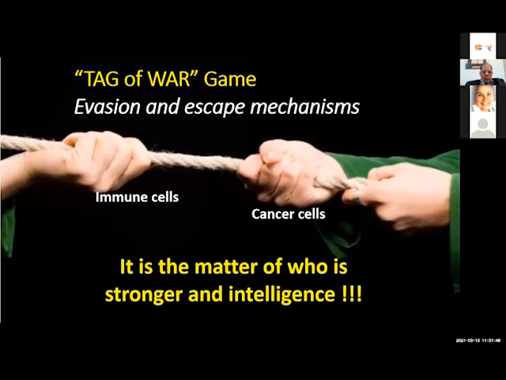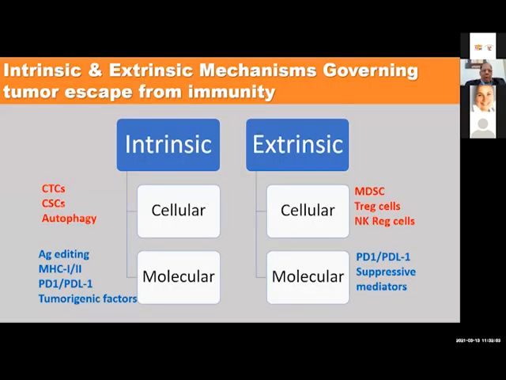Before I start, actually, the interaction between immune cells and cancer cells is like a tug of war game. It's an evasion and escape mechanism, and it is a matter of who is going to be stronger and more intelligent. This escape mechanism can be categorized into intrinsic and extrinsic mechanisms. The intrinsic mechanism includes cellular and molecular. The cellular one includes circulating tumor cells, cancer stem cells, autophagy, and other cellular mechanisms. The molecular one includes antigen editing of cancer cells, downregulation of expression of class 1 and class 2 MHC, expression of PD1, PD-L1, and other tumorigenic factors.